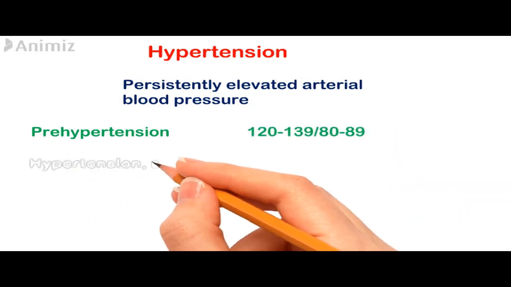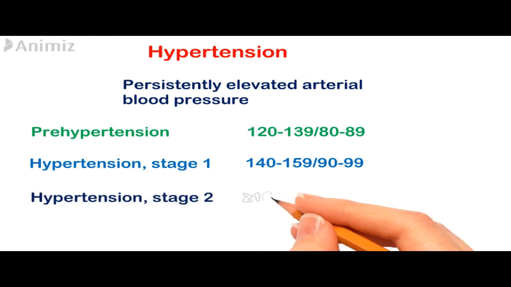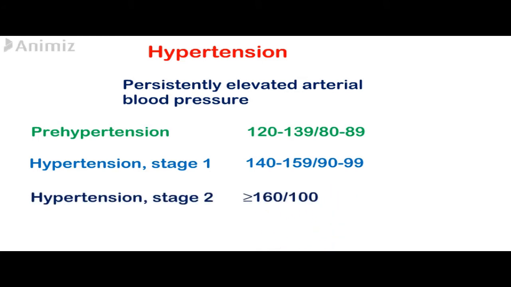Hypertension is defined as persistently elevated arterial blood pressure, and it is classified into pre-hypertension, stage 1 hypertension, and stage 2 hypertension. If the patient's systolic blood pressure is between 120 and 139, while the diastolic blood pressure is between 80 and 89, that is pre-hypertension.